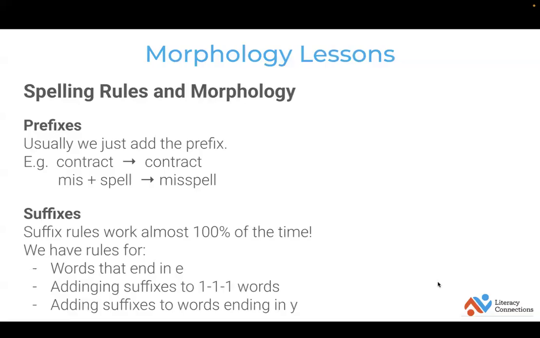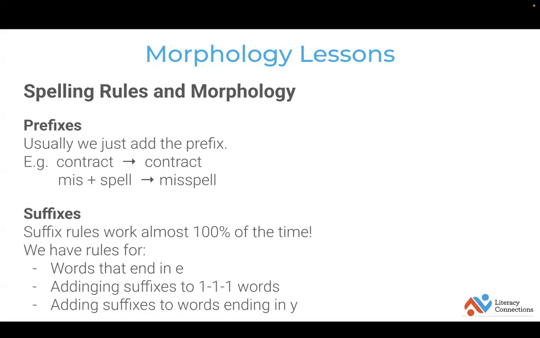There are though spelling rules that come in with adding suffixes. So usually with prefixes, we just add the prefix. We don't have a lot of unusual spelling things going on there. It's contract, which is con plus tract, and misspell is miss plus spell. Again, that's why there are two S's there. But with suffixes, there are suffix rules, and they very much come on board with your spelling program as well. So you've possibly taught these already.